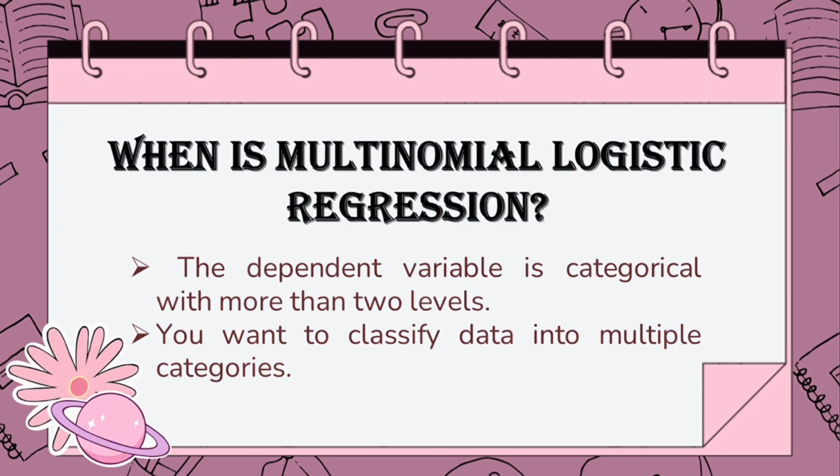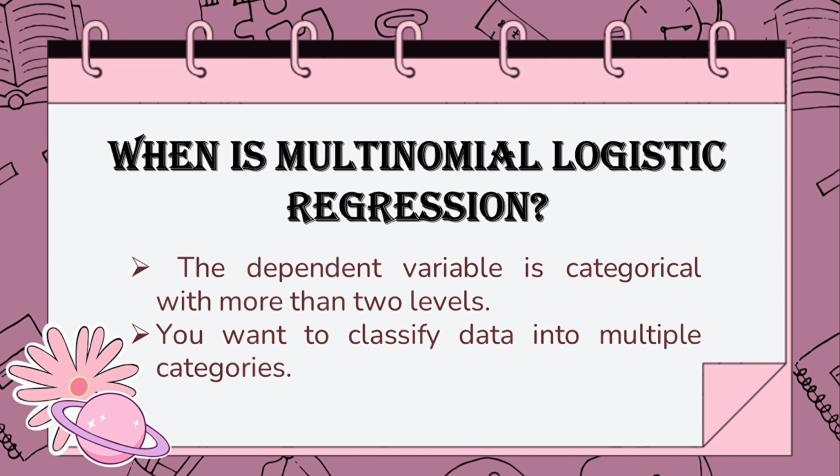When it's multinomial logistic regression, the dependent variable is categorical with more than two levels. You want to classify data into multiple categories. Multinomial logistic regression is a statistical method used to predict the probability of an outcome belonging to one of three or more nominal categories. For example, let's say you want to predict the type of transportation a person uses to commute to work based on their age and income.